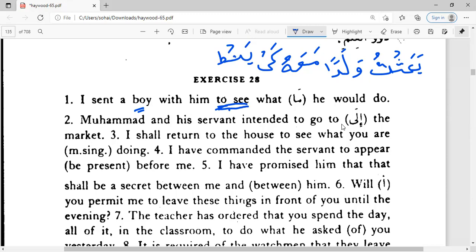Is it yanzuru? No, nadara. In order to see, because we said yanzura. Yes, fatha, because of the particle here. You could use li as well. Kai yanzura. What he will do, ma. What he would do, ma ya'malu. It's not past tense, so it's like future tense.